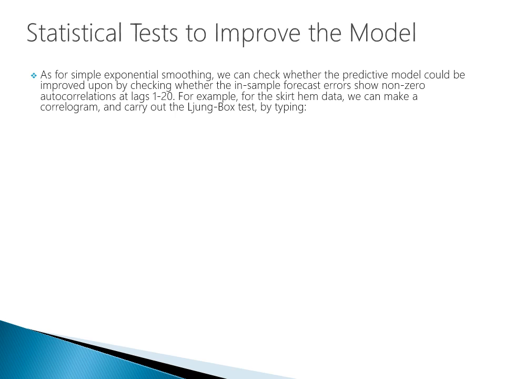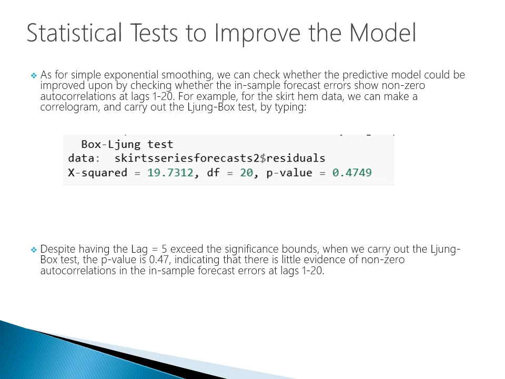As for simple exponential smoothing, we can check whether the predictive model could be improved upon by checking whether or not the in-sample forecast errors show non-zero autocorrelations at lags 1 to 20. For example, for the skirt hem data we're looking at, we can make a correlogram and then carry out the Ljung-Box test by typing the following. Despite having the lag equal 5 exceed the significance bounds, when we carry out the Ljung-Box test, the p-value is 0.47, indicating that there is little evidence of non-zero autocorrelations in the in-sample forecast errors at lags 1 to 20.